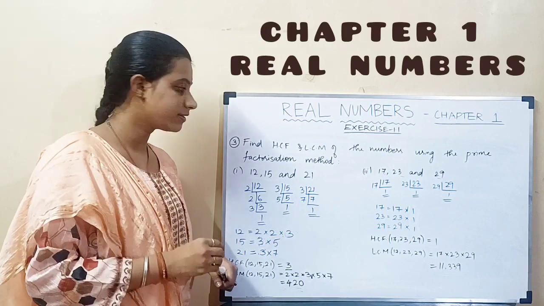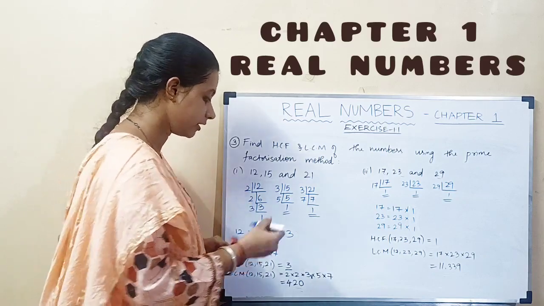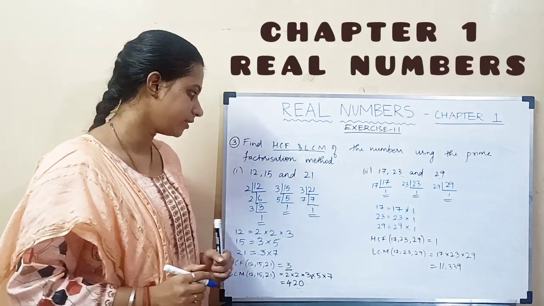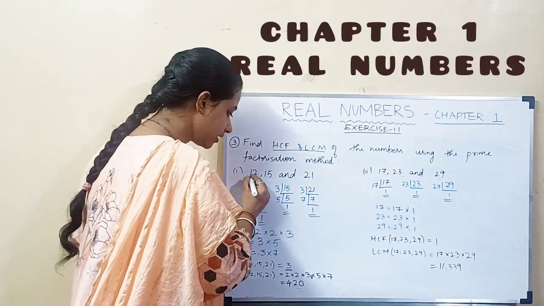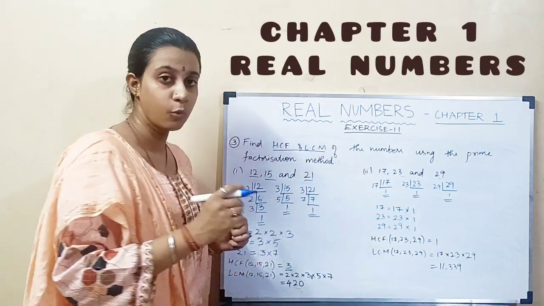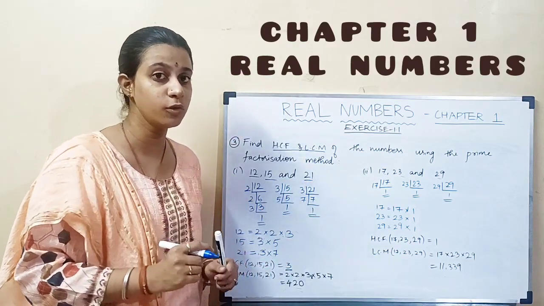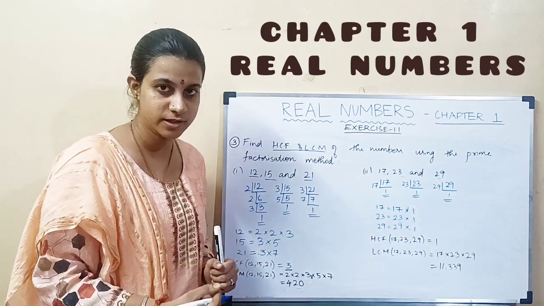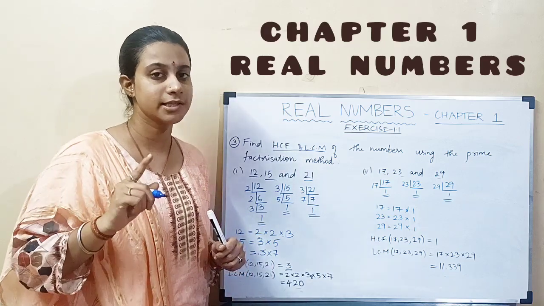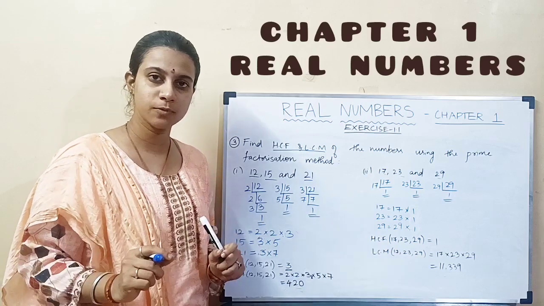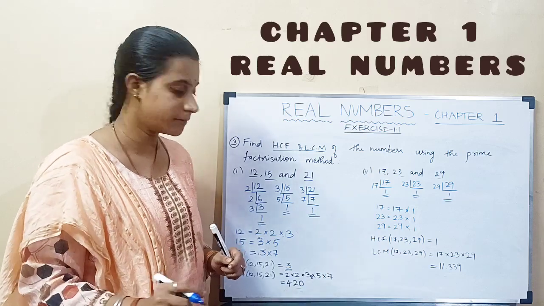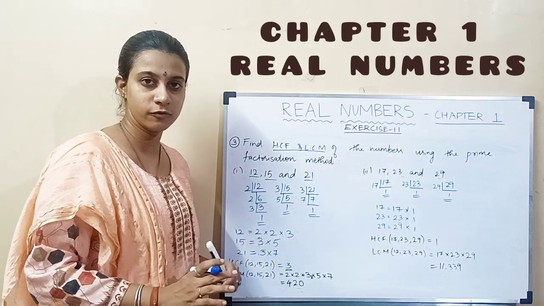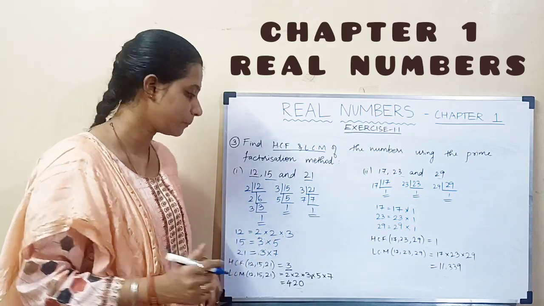The third question reads that find the HCF and LCM of the numbers using prime factorization method. So the first subdivision, the numbers given are 12, 15 and 21. Here 3 numbers are given. So the previous condition which we were using, like LCM into HCF is equal to product of the numbers, is not valid here, because that is valid only when 2 numbers are considered. Here we are considering 3 numbers. So in this question we are going to find only HCF and LCM.